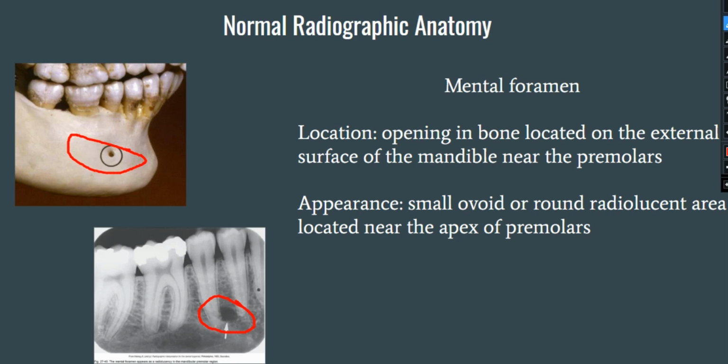And with this one, depending on the angle that you're taking the x-ray, the angle or the placement of that foramen can kind of move, which is why sometimes it's misdiagnosed as some kind of lesion or a cyst or an abscess because of its location.